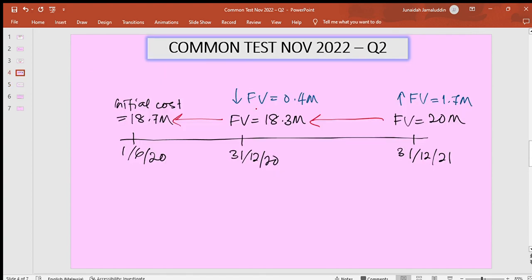Okay, so from this diagram, we know that for year ended 31st December 2020, there is a decrease in fair value amounted to 0.4 million. So that means there is a fair value loss for year ended 31st December 2020, right? And for year ended 31st December 2021, the fair value has increased by 1.7 million. That means there is a fair value gain for year ended 31st December 2021. Okay, so how are we going to explain the accounting treatment for this investment property?